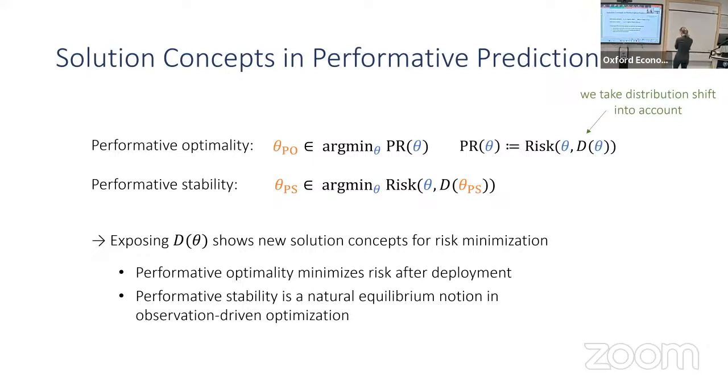In this particular instantiation, where you assume that this is sort of best response of the population, yes. But in one case, it's first a fixed theta, and then the theta. Let me go to the next slide. So what I want to argue here is that exposing this distribution dependence on the parameter gives rise to two different solution concepts that we can think of. If this were just D in both cases, you wouldn't see the difference.